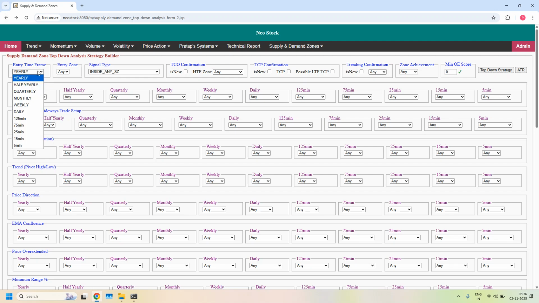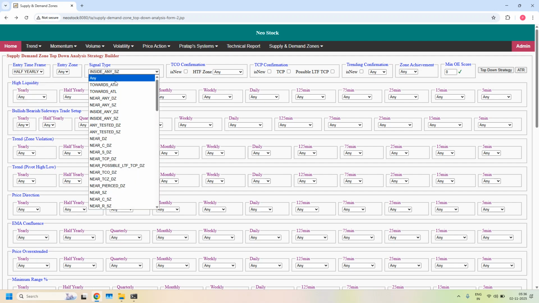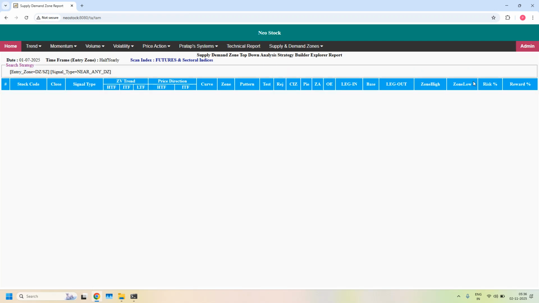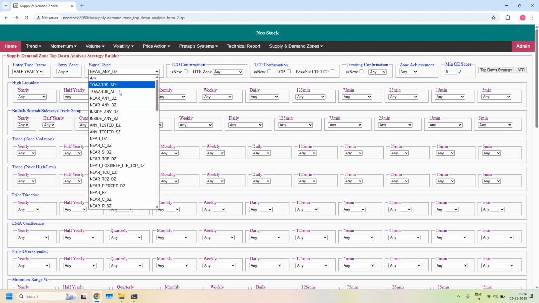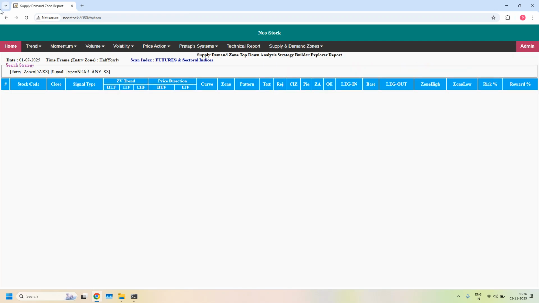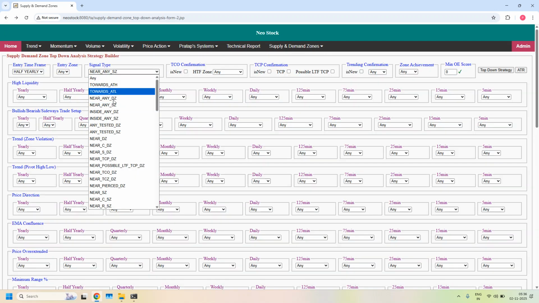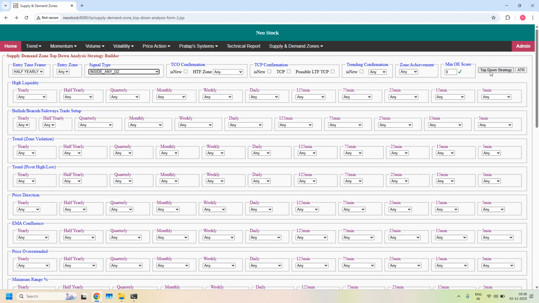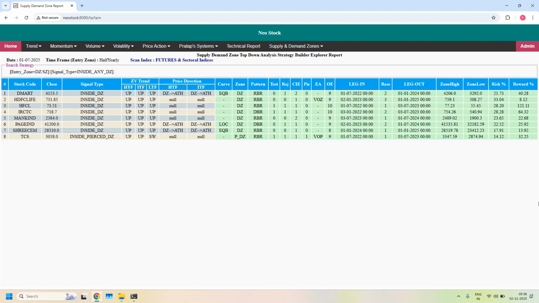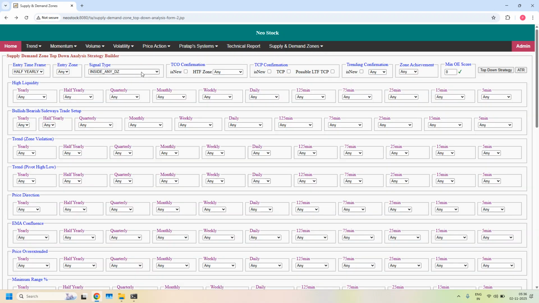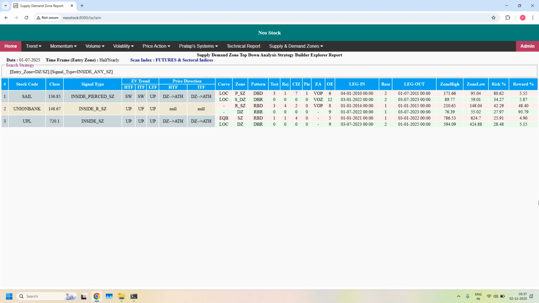Next time frame, half yearly, stocks near half yearly demand zone, no stocks. Stocks near half yearly supply zone, no stocks. Price closed inside half yearly demand zone, we got 8 stocks. Next, price closed inside the half yearly supply zone, we got 3 stocks.